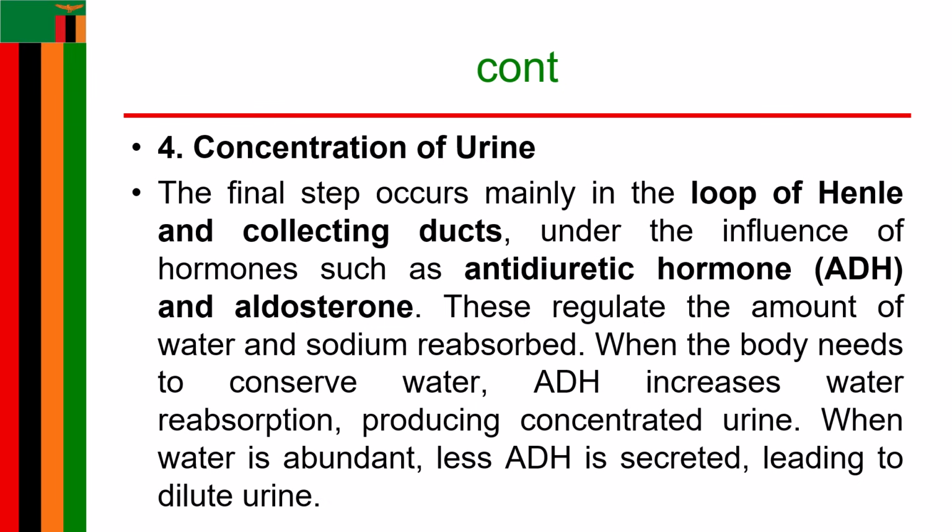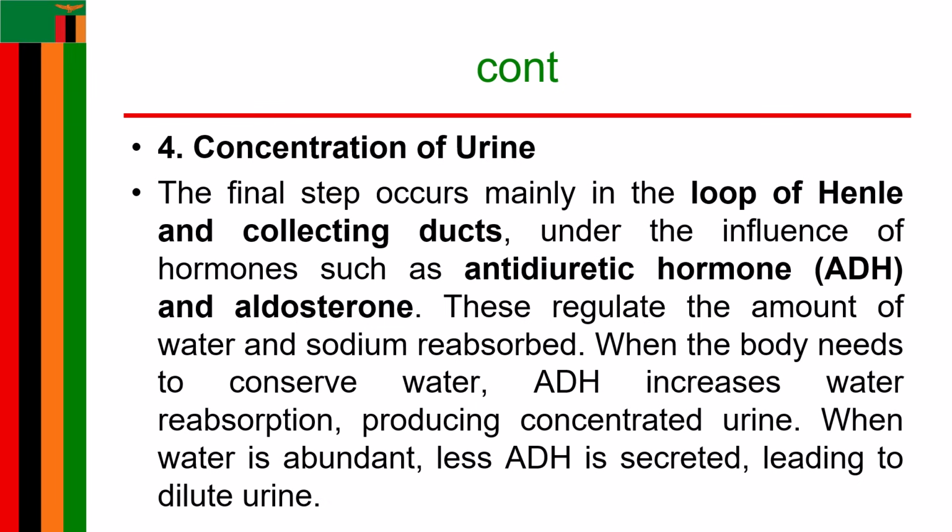But when the body has too much water, less antidiuretic hormone is released, and in this case we end up producing diluted urine, or urine that looks watery or clear because there is too much water in the body. So once the urine is formed in this manner, it will now be pushed into the collecting duct, and the collecting duct goes all the way to the urinary bladder for temporary storage. And from the urinary bladder, urine is passed outside through the urethral opening.